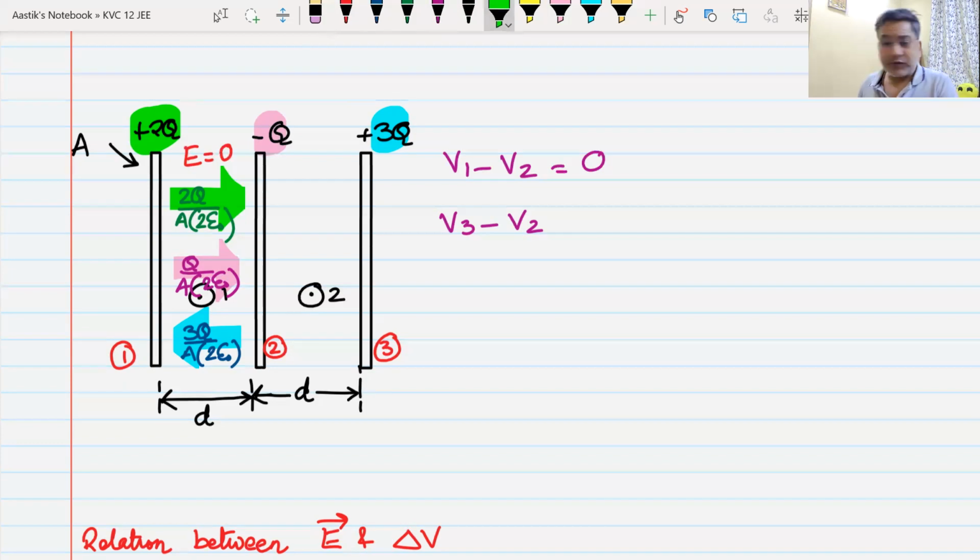Now let us find out the potential difference between plate number 2 and plate number 3. For that, we need to find out the electric field. The green field will be going in this direction away. The value of this green field is 2.